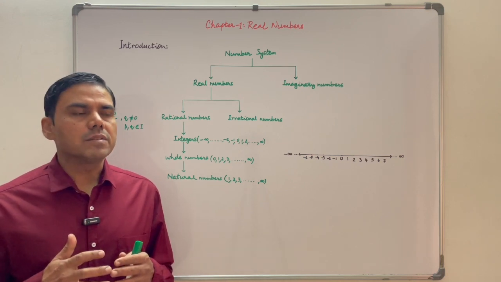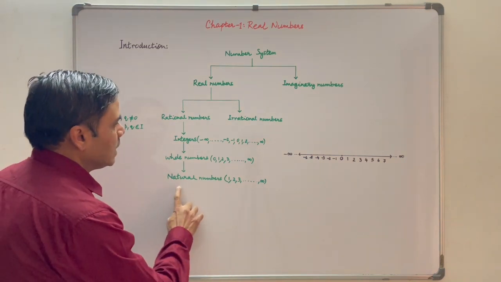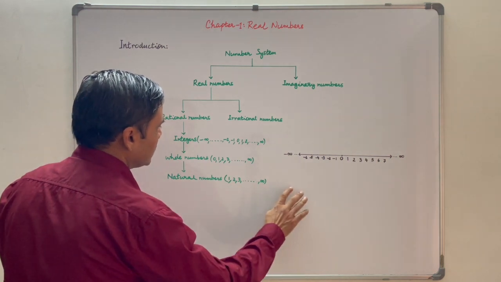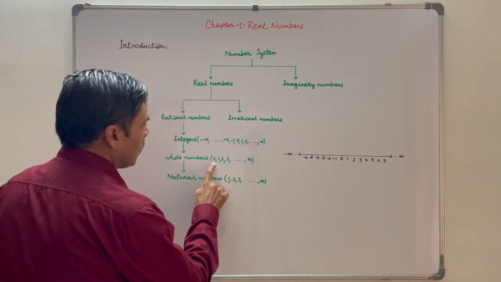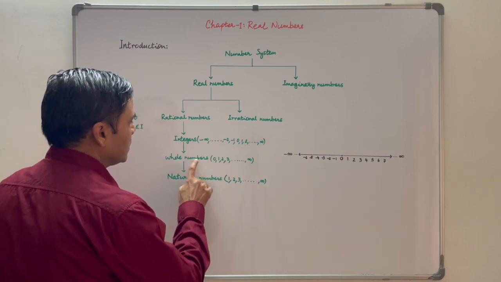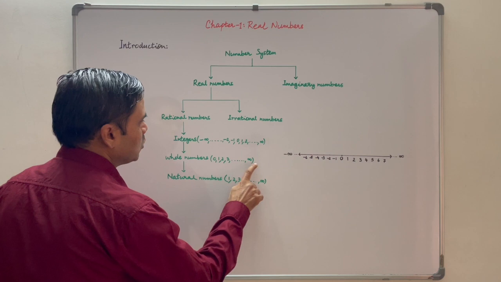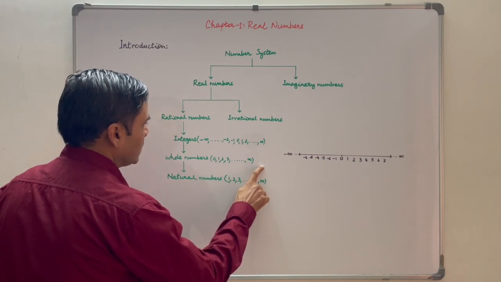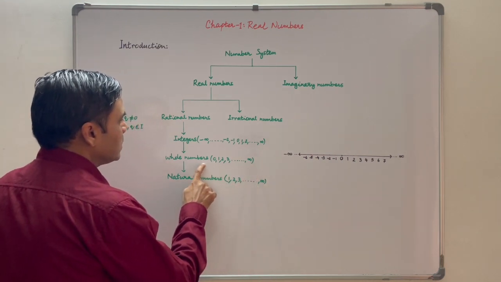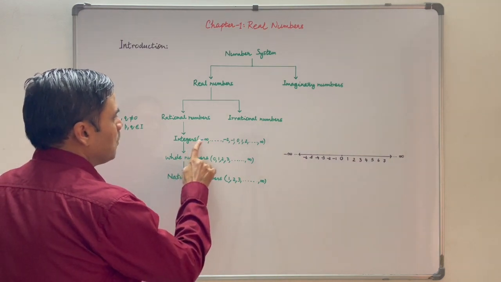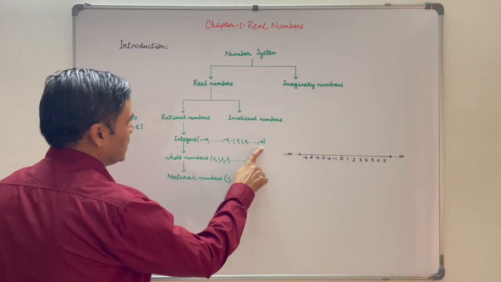Number system starts with natural numbers. They are 1, 2, 3 up to infinity in one direction. If we include 0 also in this set, they become the set of whole numbers: 0, 1, 2, 3 up to infinity in one direction. If we include numbers in the opposite direction as well, they become the set of integers, minus infinity to plus infinity.